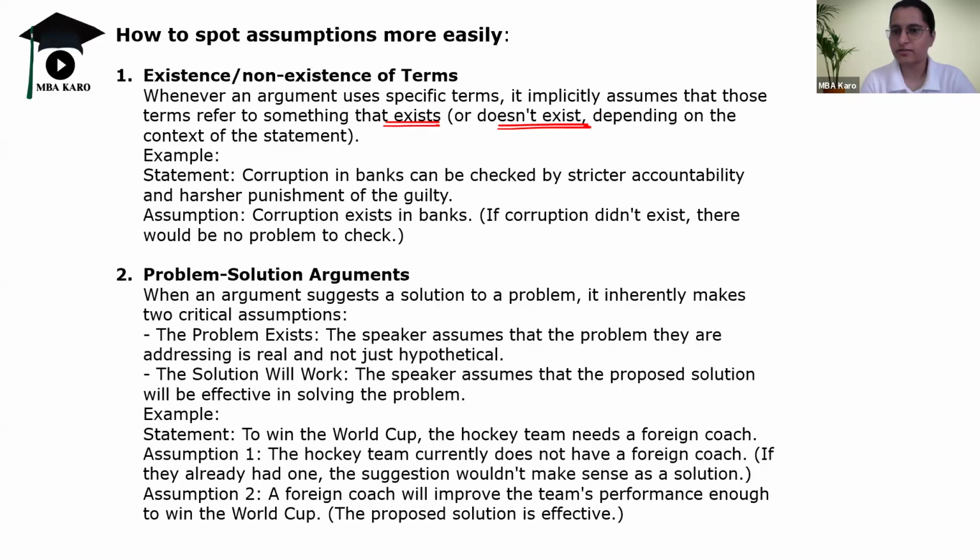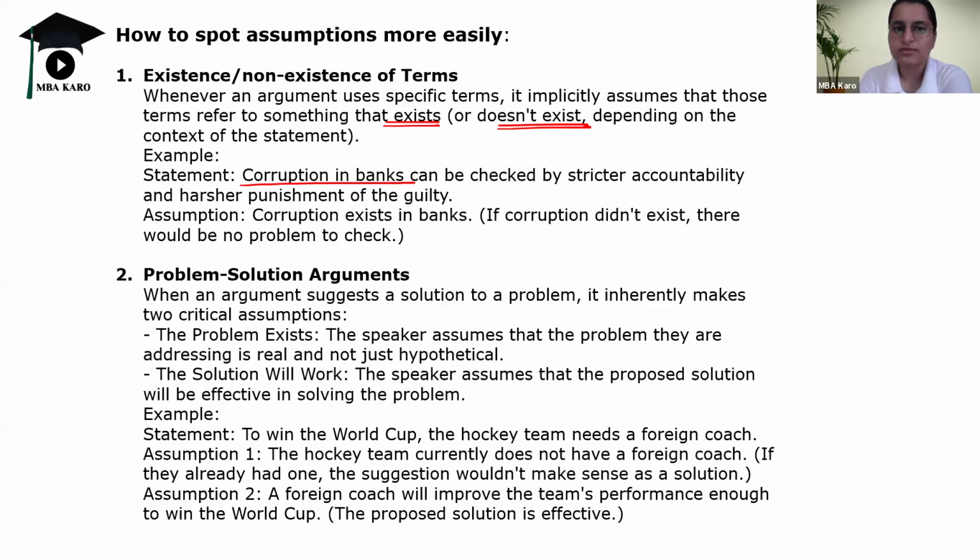What are the examples? Now the statement is: corruption in banks can be checked by stricter accountability and harsher punishment of the guilty. What are they talking about? This statement is talking about corruption in banks, and how it can be checked: by stricter accountability and harsher punishment to the guilty. So something exists, something is corruption in banks.